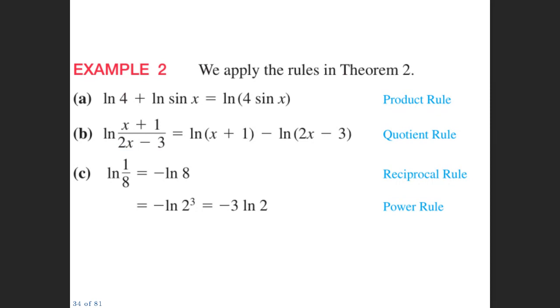And then part c, ln of 1 over 8. Well, 1 over 8 is the same as 8 to the power minus 1. And by the reciprocal rule, the minus 1 we can take outside. So we get minus ln of 8. 8 is 2 cubed. The 3 we can also take outside. Minus 3 ln 2.